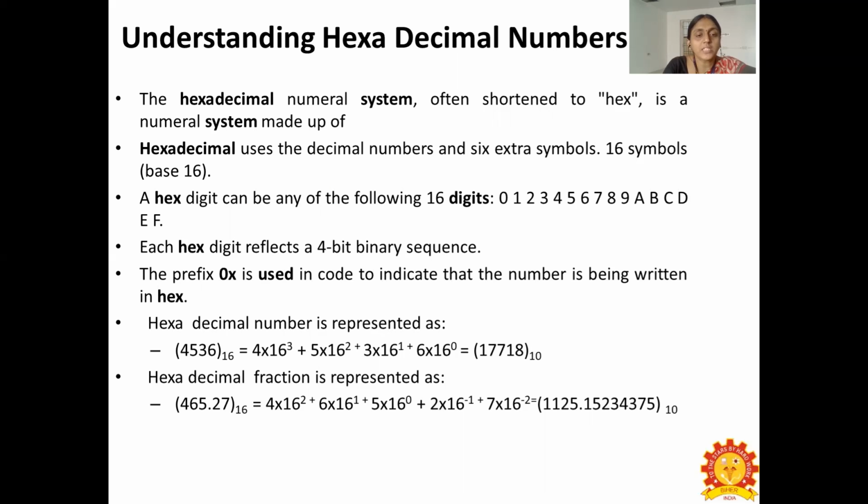And the fractional representation in hexadecimal can be done after the decimal point. We can use the negative power. So after the decimal here we have the digits 2 and 7. So 2 into 16 power minus 1, plus 7 into 16 power minus 2. And before the decimal, 5 into 16 power 0, plus 6 into 16 power 1, and the most significant digit 4 into 16 square.